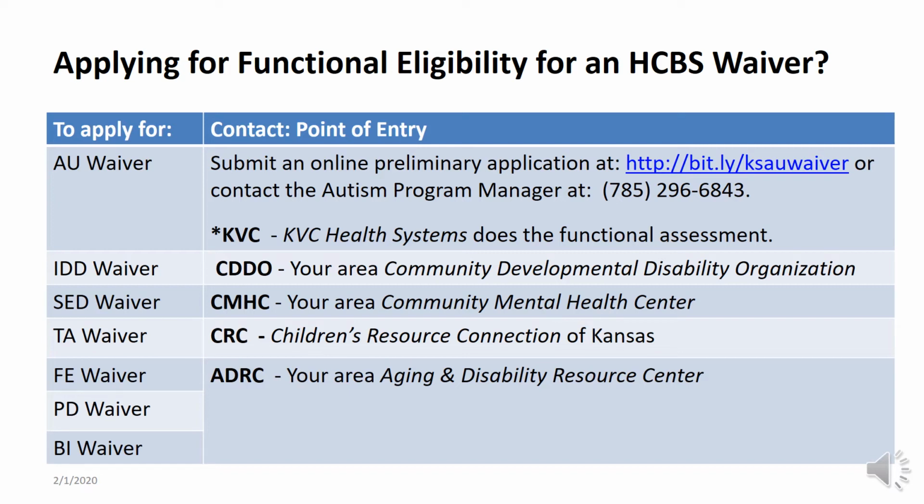And for the FE waiver, PD waiver, and the BI waiver, you're going to contact your local ADRC, the Aging and Disability Resource Center, and tell them you need a functional assessment for whichever waiver you're applying for. They'll come out to your home or to your residence and do that functional assessment and see if you have the medical need for those services.